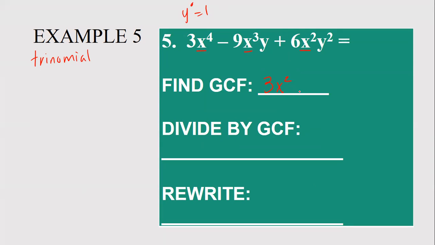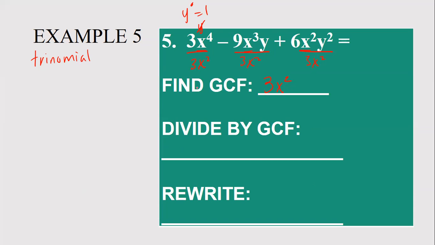And remember, anything to the 0 power equals 1. But is there any reason to write GCF of 1? No. So I can't use the y's because this term does not have a y. No y. So my GCF is just 3x squared. Remember, with exponents, with variables, it's your least amount. And what is my least amount of x's? So I'm going to divide each added term by 3x squared.